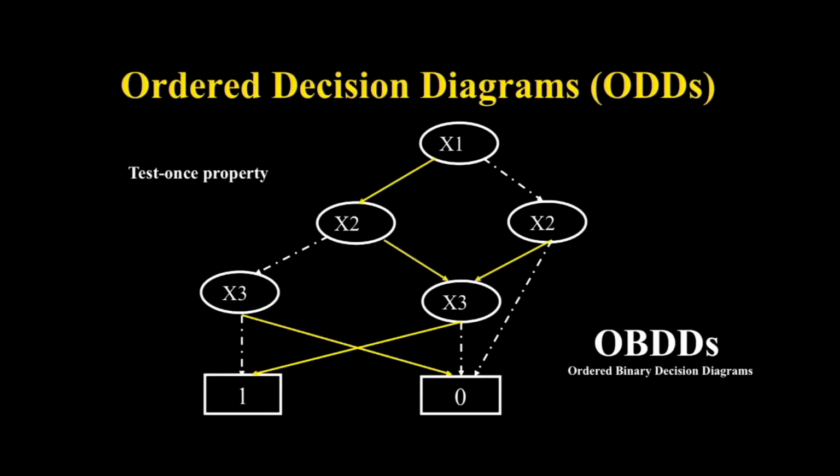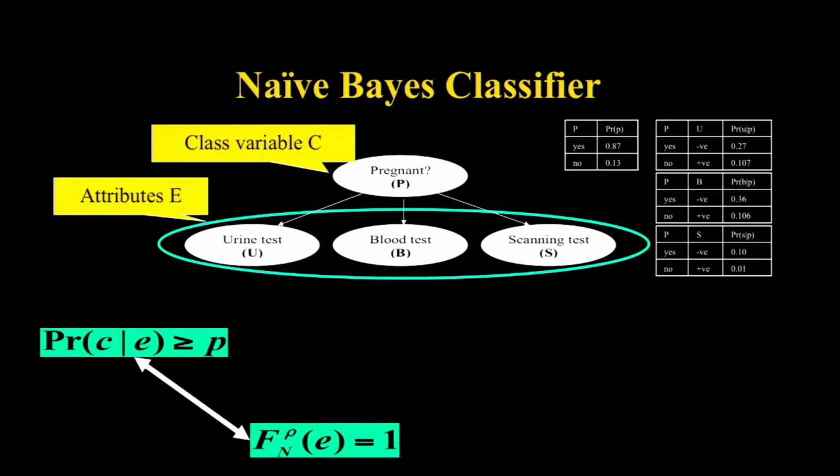What we're going to do next is make a number of observations about the naive Bayes classifier, before we talk about how we compile naive Bayes classifiers into these guys. Here's the naive Bayes classifier. The observations that we will be making will be based on the following.